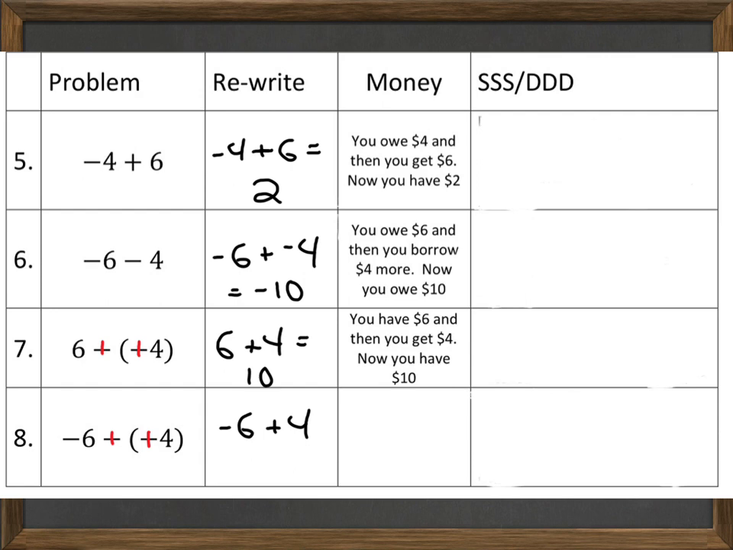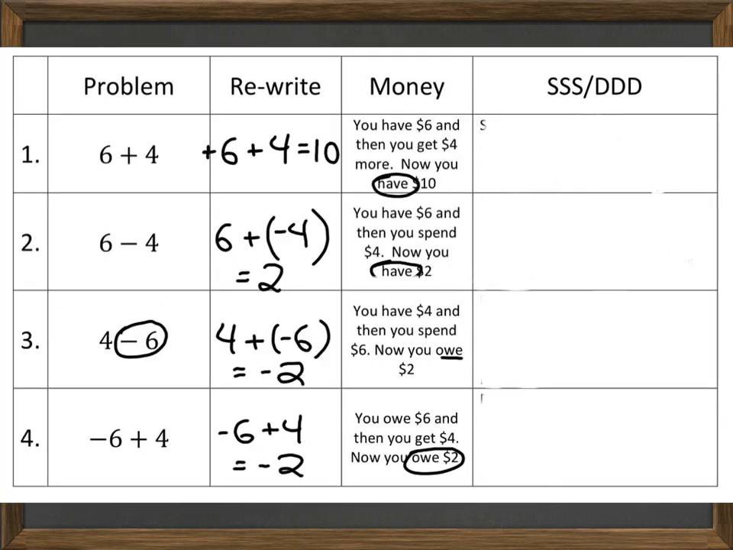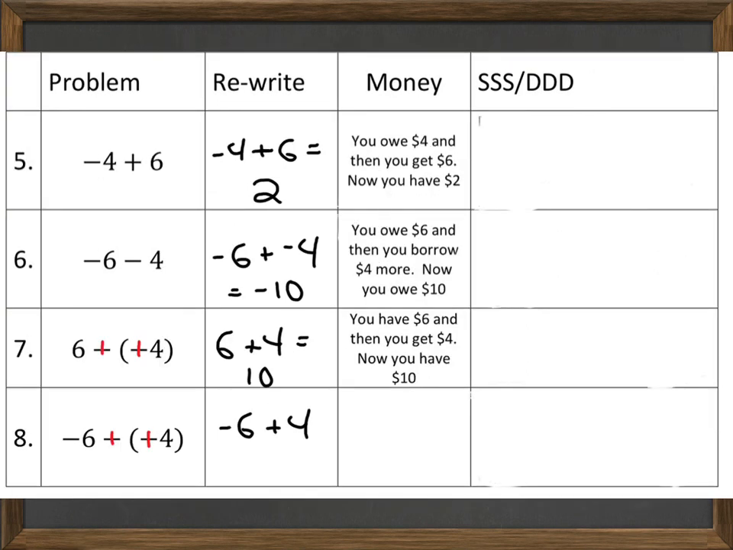Okay, number 8, again, we're working with the rewritten form, which is negative 6 plus 4, and I believe that's identical to number 4 here, negative 6 plus 4. So the interpretation is going to be the same. I start out owing $6, I pay back $4 of that debt, but I'm still in debt, right? I still owe whoever $2. Okay, so again, rewriting it can help you. Thinking about it in terms of money can also help you.